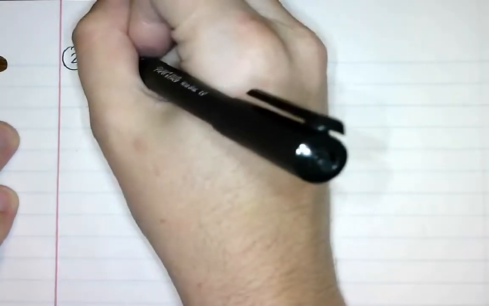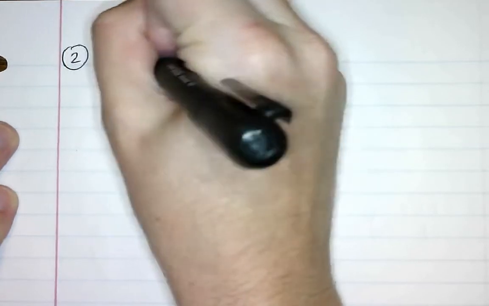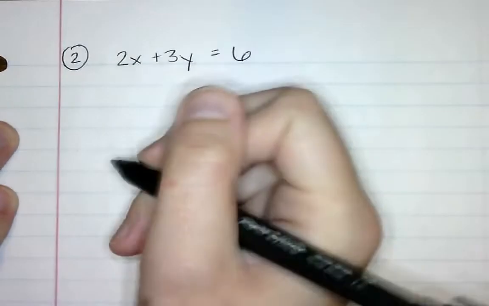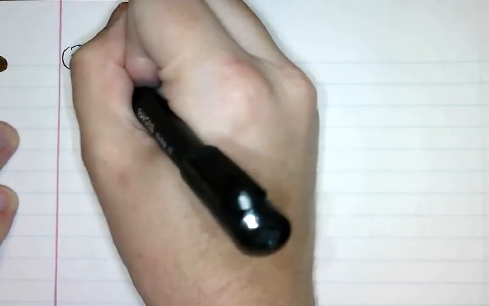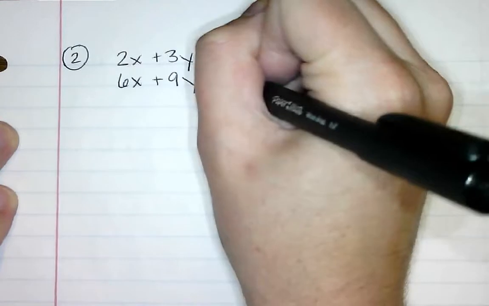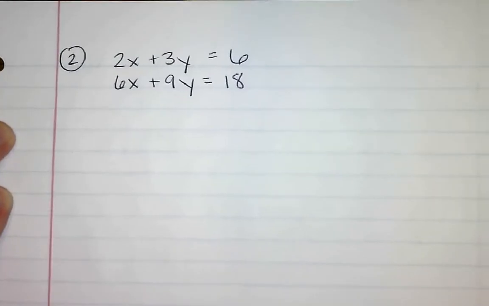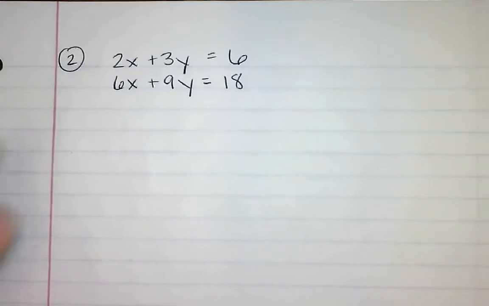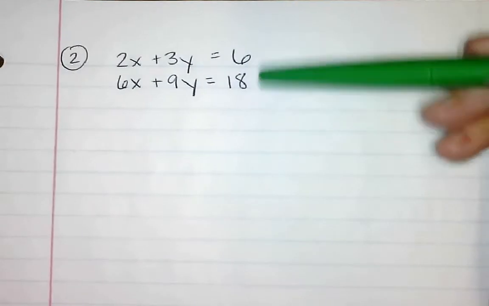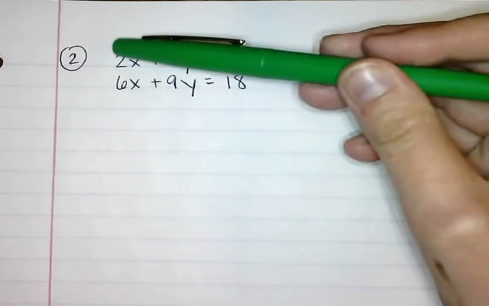For number 2, we are going to look at this equation: 2x plus 3y equals 6, and 6x plus 9y is equal to 18. Do y'all feel good about that? So what could I multiply by in order to get these two equations, either the x's or the y's, to line up? What could I multiply by?